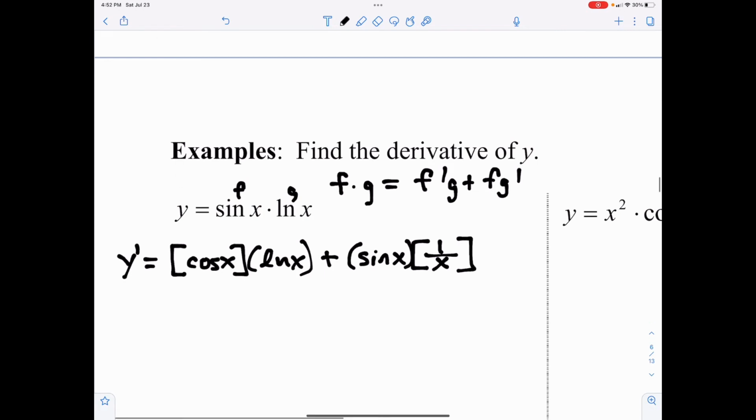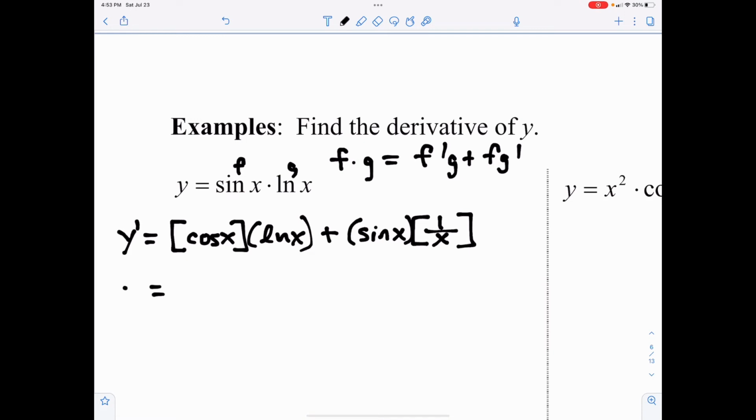Okay, so just kind of cleaning it up real quick, we get cosine of x times natural log of x plus, and then if you just multiply those two together, it would be sine of x over x.